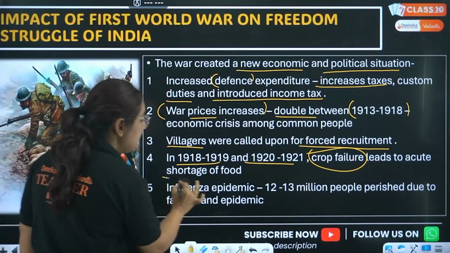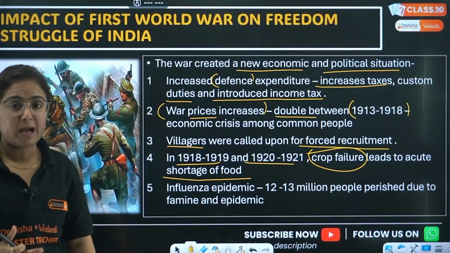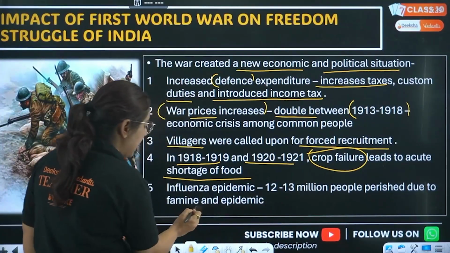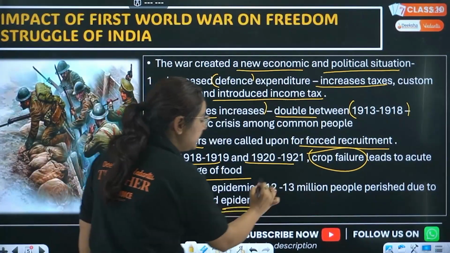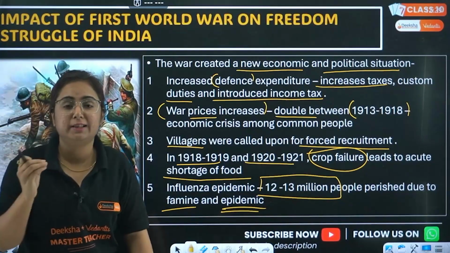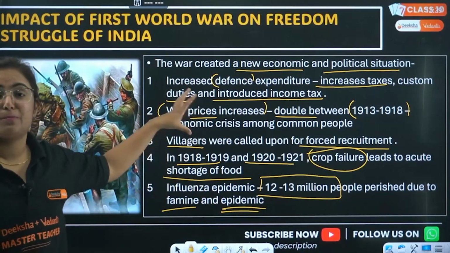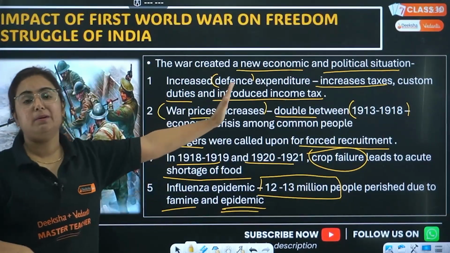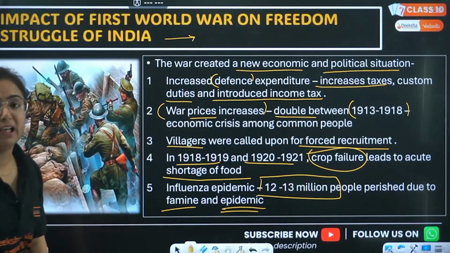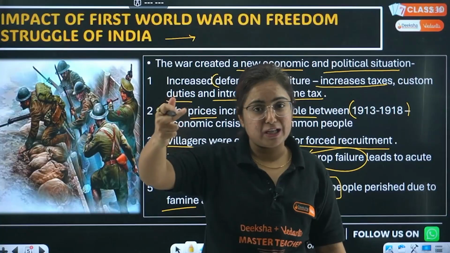Which leads to what? Acute shortage of food. There was so much less food. Now what happened? When there will be no food, what will happen? Famine will happen. Famine and epidemic led to the death of around 12 to 13 million people during that time. Why are we talking about that? When common people face the problem, they will think to fight against the British rule, and here somewhere our freedom struggle emerged, or the growth of the freedom struggle took place. Now do you understand the background why I told you?